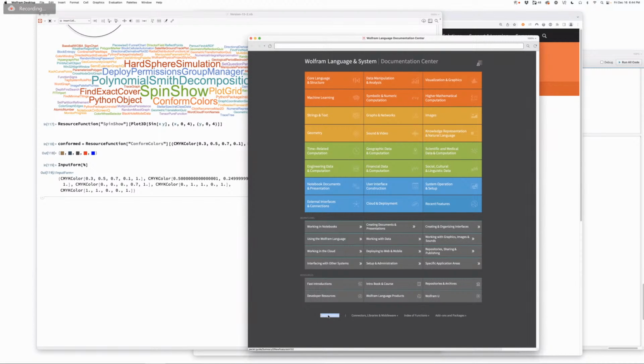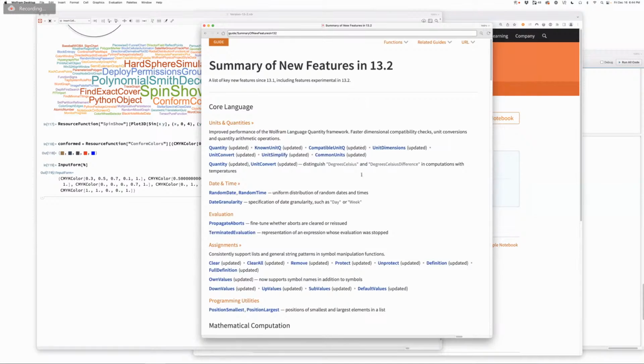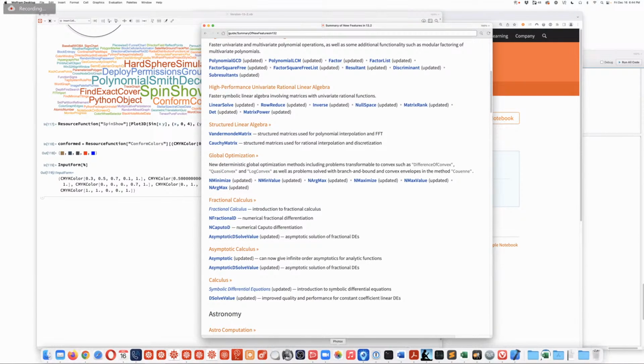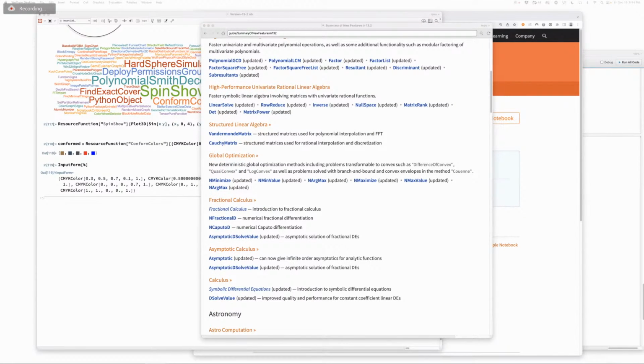If I go down here, this is the summary of all new features in 13.2, showing a bunch of things I've talked about here today and a bunch of things that I haven't talked about today. But this is kind of everything that's new. All right, well, I think that's what I had to say.